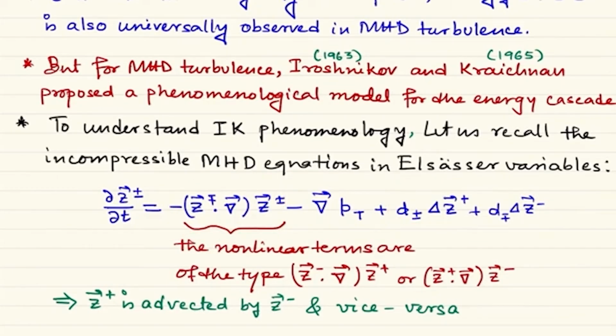Okay. So here you again see, in case you have forgotten, that the nonlinear terms are of the type Z- dot nabla Z+ or Z+ dot nabla Z-. There are no terms like Z- dot nabla Z- or Z+ dot nabla Z+. So they have a cross type of nonlinear terms. It simply says that Z+ is advected by Z- and vice versa, right?